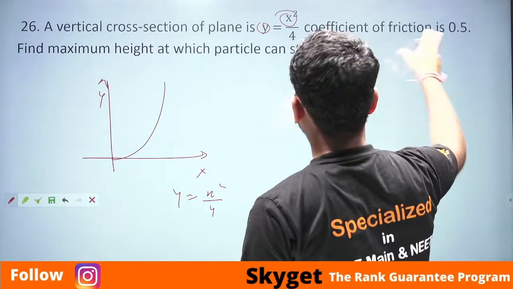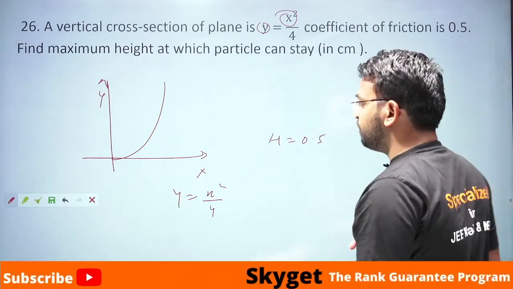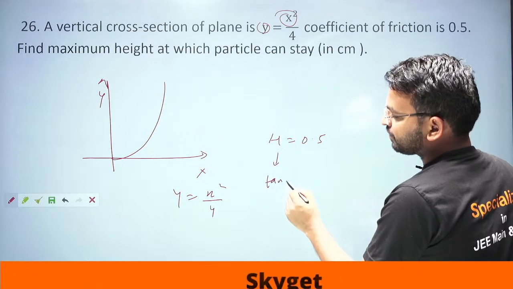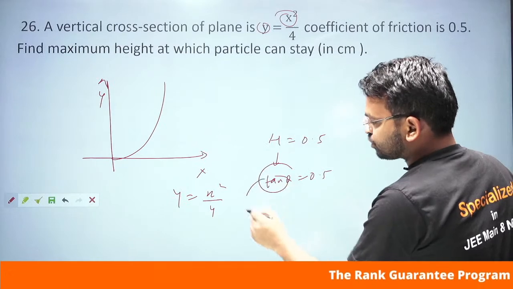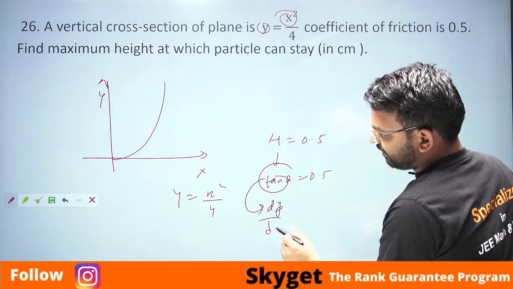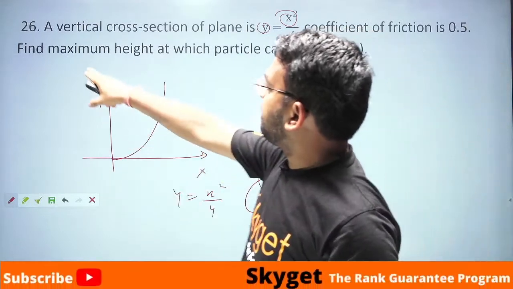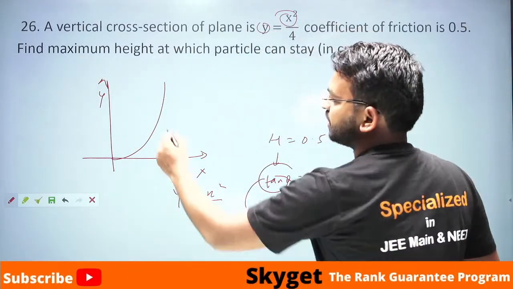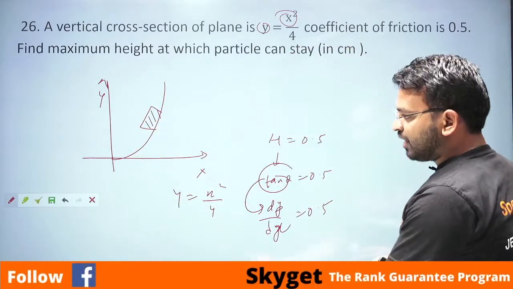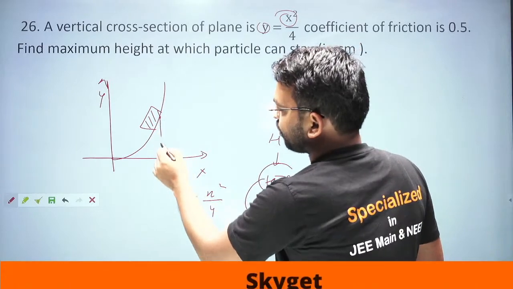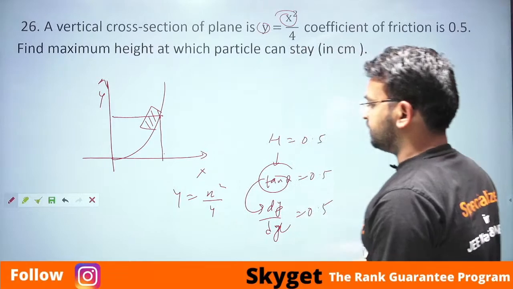Now the coefficient of friction mu is given, that is 0.5, and if you remember, mu is also tan theta, and tan theta is also the slope of the incline. So dy over dx is equal to 0.5. Now what they are asking is the maximum height at which the particle can stay. Let's suppose this is the particle somewhere here. If we are able to find the value of x, we will get that answer.